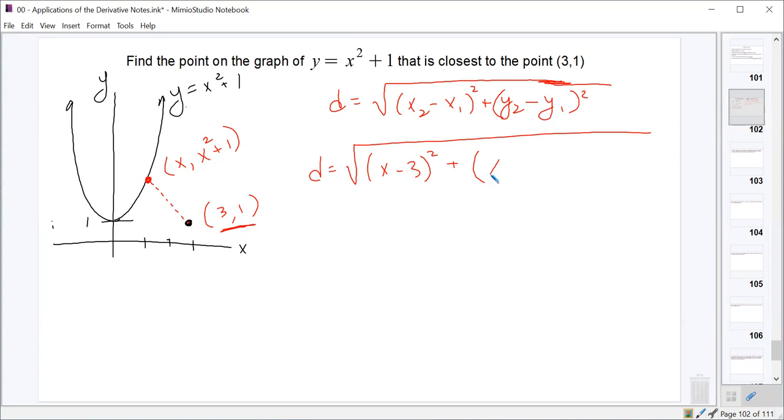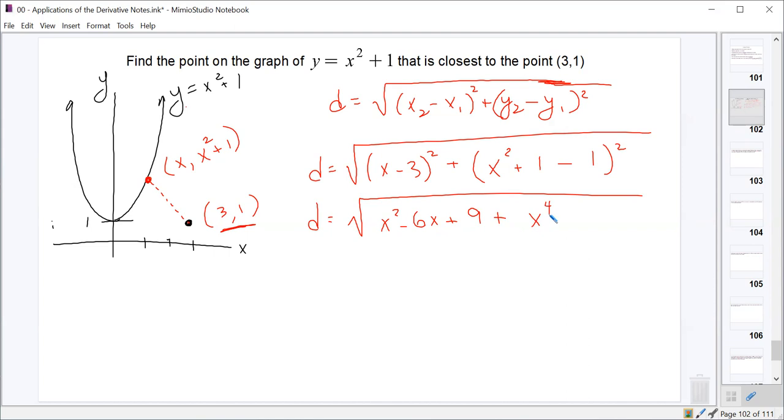So x squared plus 1 minus our second y value, 1 squared. So simplified down, our distance formula is going to be the square root of (x minus 3) squared, which is x squared minus 6x plus 9, plus (x squared) squared, which is x to the 4th. So we've got a nice little formula here that's going to represent the distance between those 2 points.